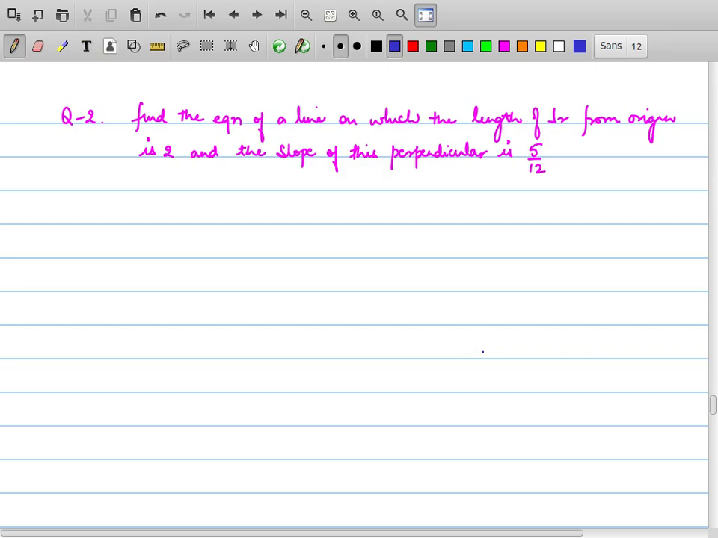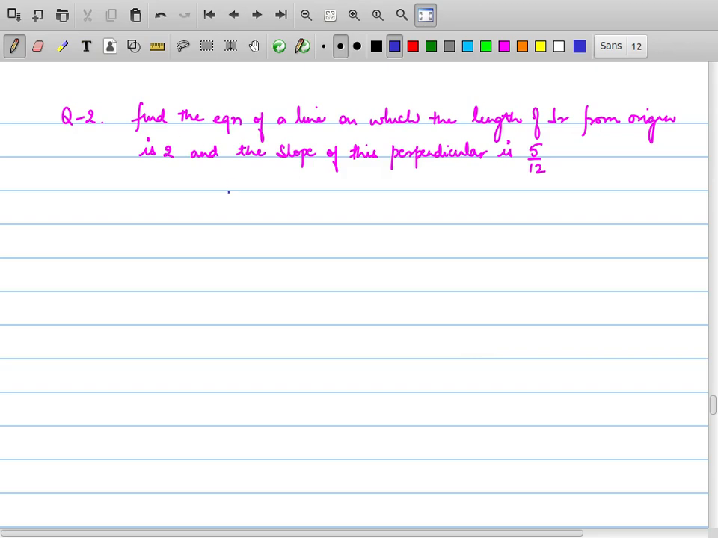As we had discussed in the case of intercept, whenever you are given intercept, if you find the word intercept in your question, look for the intercept form. Whenever you are given the length of perpendicular from origin, always look for the normal form. Okay? So in this question, what is given? Find the equation of a line on which the length of perpendicular from origin is 2.